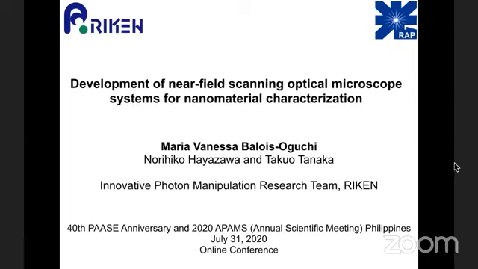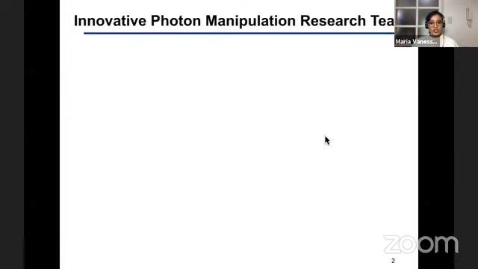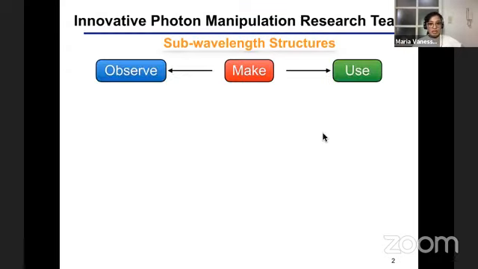But anyway, thank you for the kind introduction. I'd like to give a presentation wherein we show the development of near-field scanning optical microscope systems for nanomaterial characterization. I am affiliated with RIKEN, which is a research institute here in Japan. To give a short introduction, what is my team? What is the Innovative Photon Manipulation Research Team? Our team focuses on creating sub-wavelength structures which we make and use to observe or measure certain properties of our sample material.